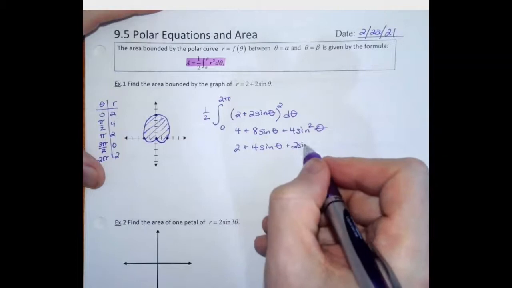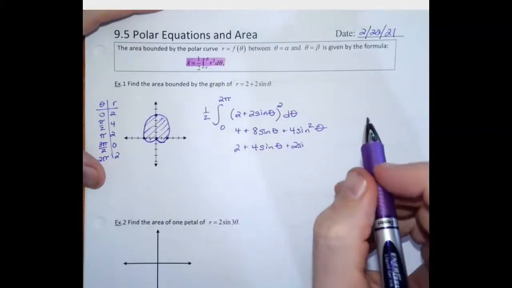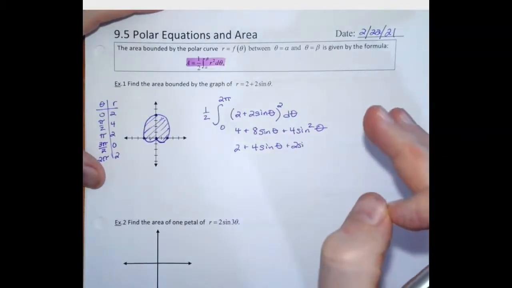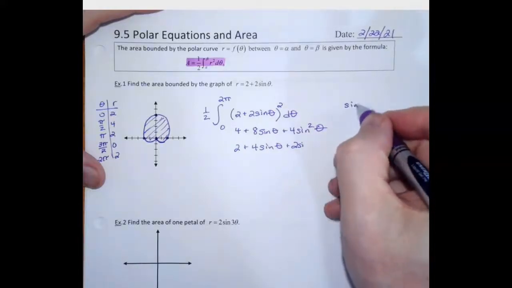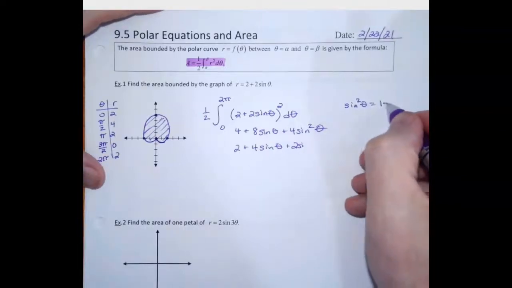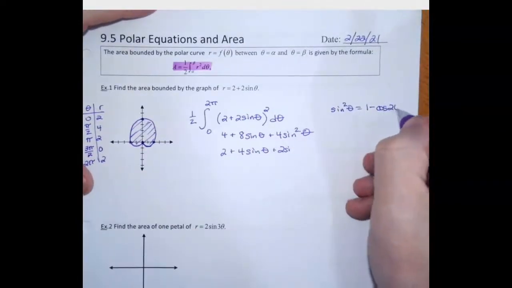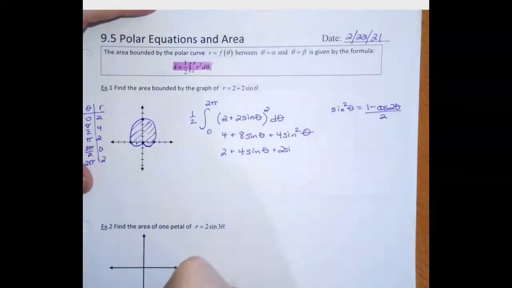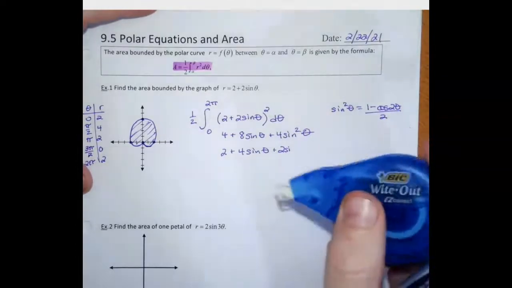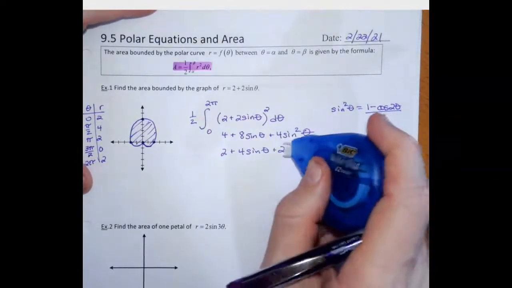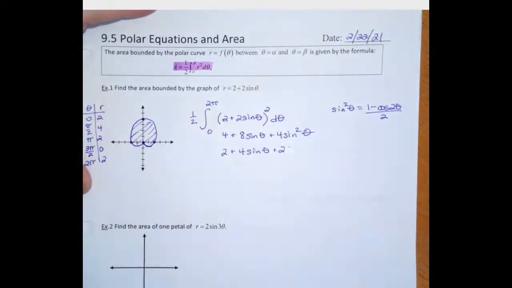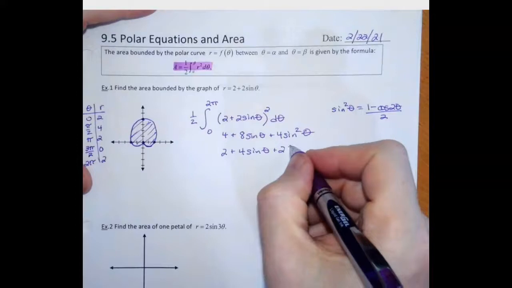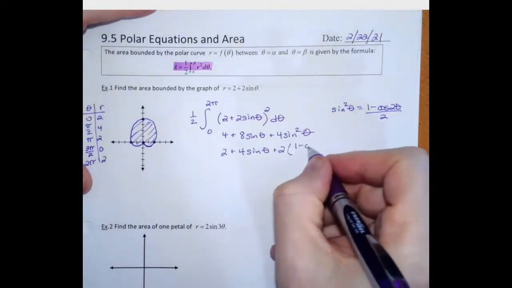So now actually on the sine squared, if we go back and think about some of those formulas, sine squared is equal to 1 minus cosine 2 theta over 2, using one of the identities. So if we want to make that substitution, because it'll be easier to integrate.